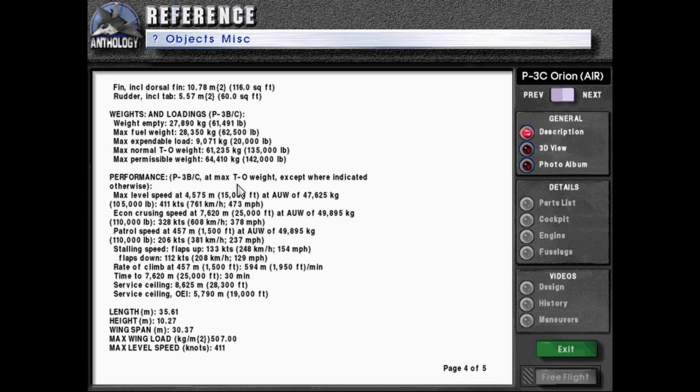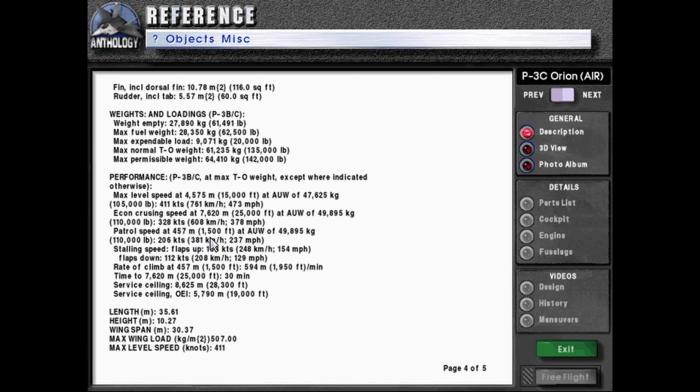Performance for P-3B and C at max takeoff weight, except where indicated otherwise. Max level speed at 4,575 meters, or 15,000 feet, at AUW of 47,625 kilograms, or 105,000 pounds: 411 knots, or 761 kilometers per hour, or 473 miles per hour. Economy cruising speed at 7,620 meters or 25,000 feet at AUW of 49,895 kilograms or 110,000 pounds: 328 knots or 608 kilometers per hour or 378 miles per hour.